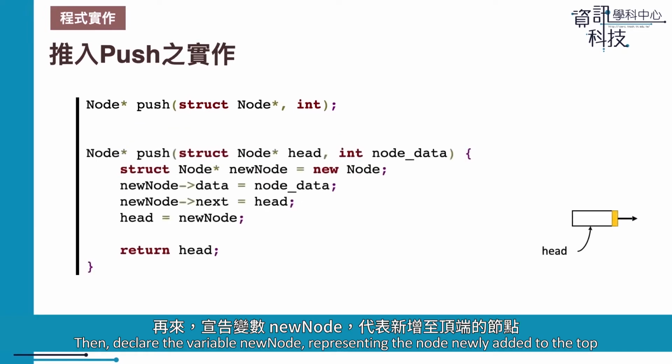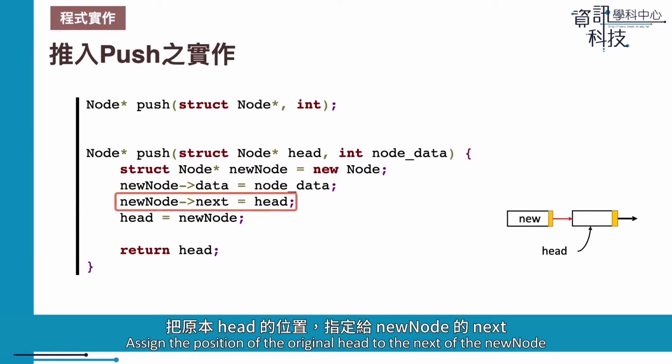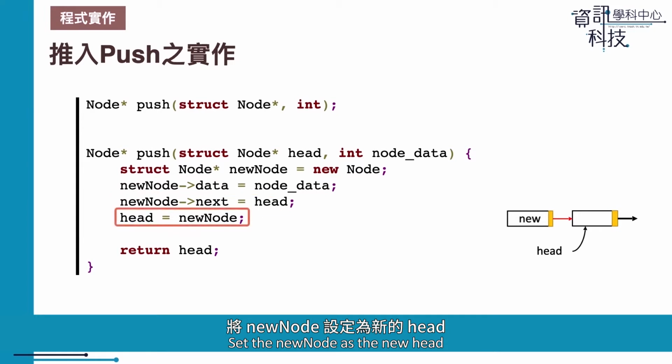Then, declare the variable new node, representing the node newly added to the top. Assign the value passed into the function to the data of the new node. Assign the position of the original head to the next of the new node. Set the new node as the new head.